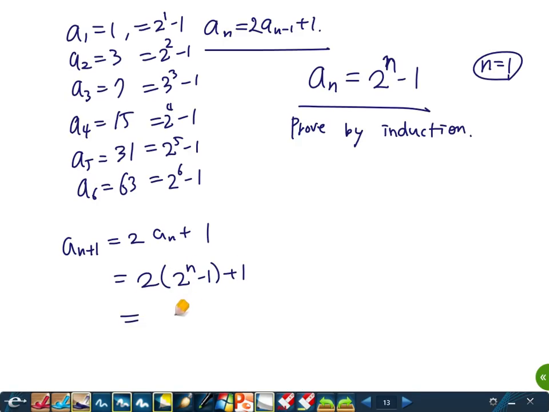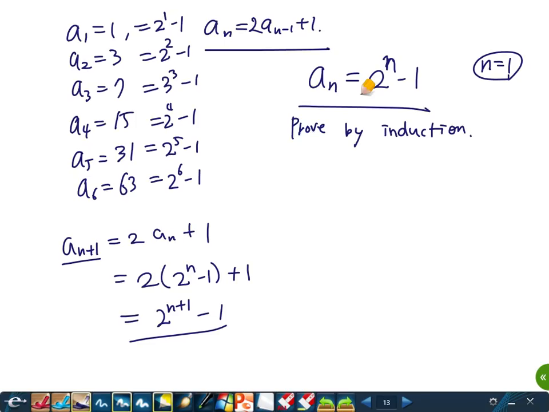And here is, oh, it should be minus, right? Oh, no, sorry. Yeah, this is plus, right? The recurrence relation is plus, this is minus. So, yeah. So it's 2 to the n plus 1 minus 1. So it's true for the n plus 1 case. So it's done by induction.